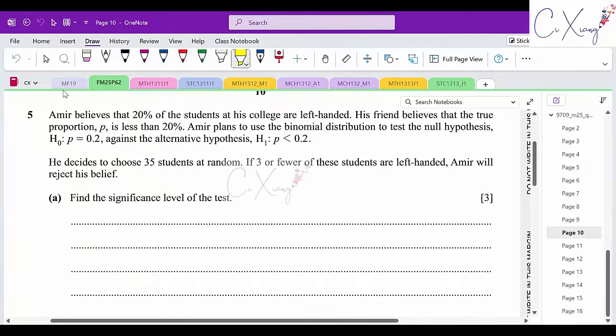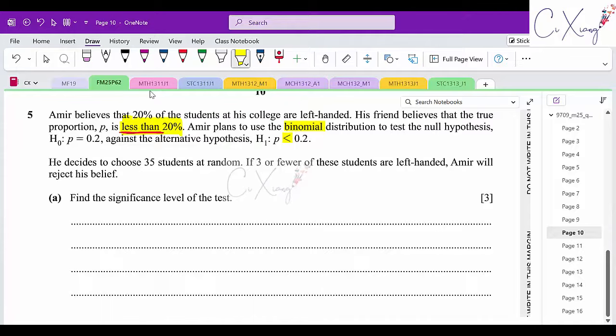Amir believes that 20% of the students in the college are left-handed, and his friend believes that the true proportion is less than 20%. So maybe you need to highlight the keyword less than. This will be a keyword to help you set up the alternative hypothesis. Amir plans to use binomial distribution to test the null hypothesis, given this null and alternative hypothesis. So you can see the alternative hypothesis is related to the keyword they tell us here. Less than means smaller than. Therefore, the alternative hypothesis is p smaller than 0.2.